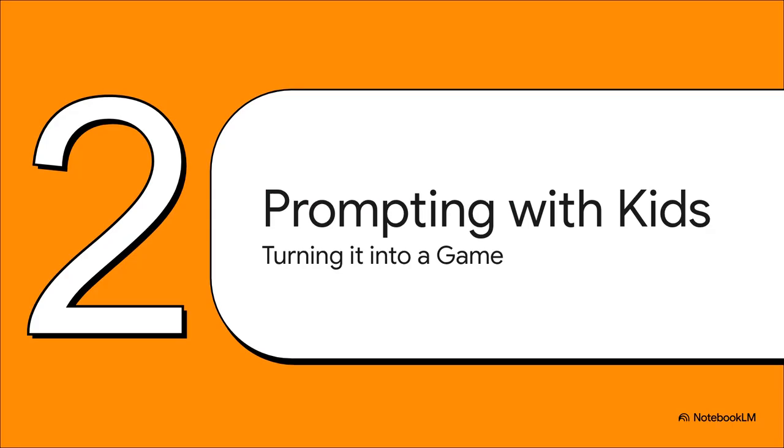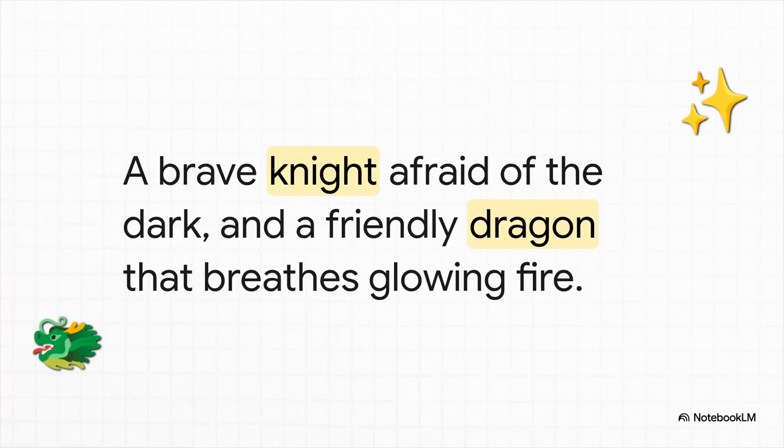Okay, so let's look at how this actually works. And a really fun way to get the hang of it is to just turn it into a game, especially if you're doing it with kids. It kind of strips away all the technical stuff and just focuses on being creative. Okay, so check this out. You're not just saying, write me a story. No, you're giving it characters with really interesting details. A brave knight who's afraid of the dark. And then you give it a solution, a friendly dragon whose fire glows. See? It's those little details that help the AI create something that's actually unique and interesting.